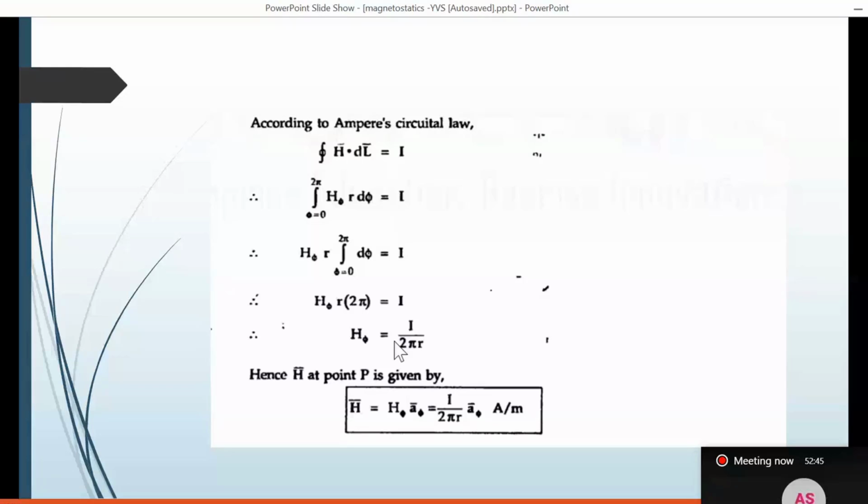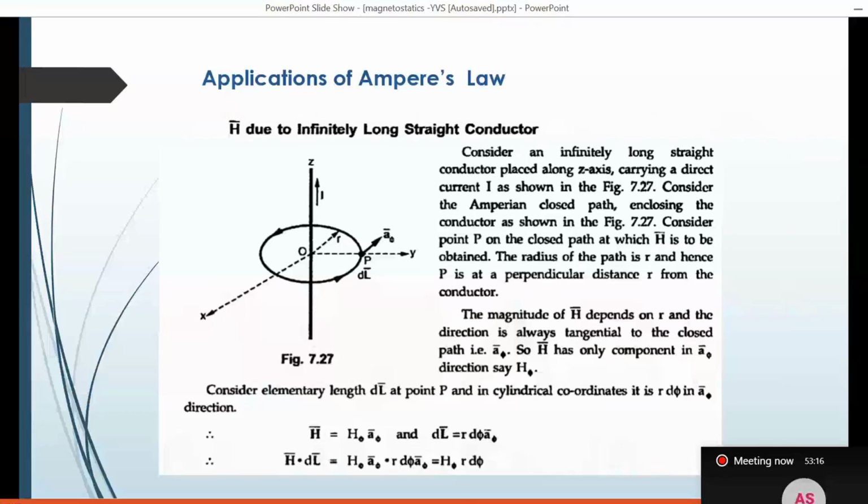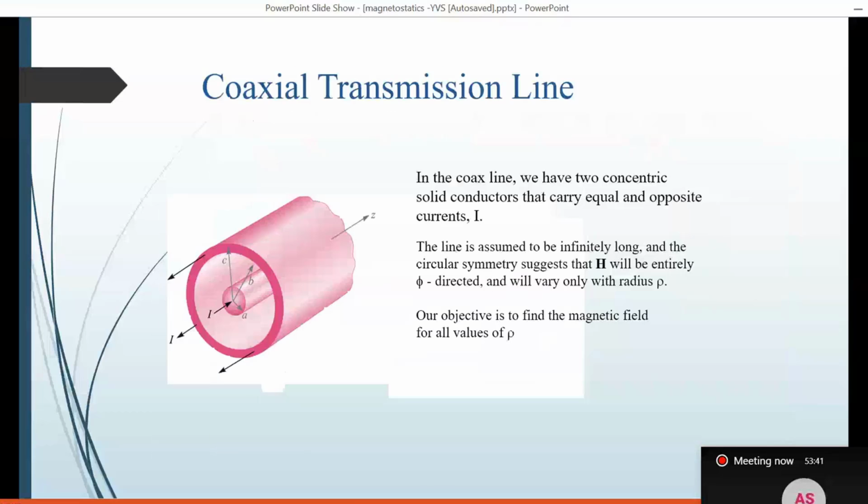This is H phi. If I want H, that is the vector H bar, then we write H phi into a phi cap. So I will multiply this parameter by a phi cap, and I get I upon 2 pi r into a phi cap. Now this equation is derived by application of Ampere's law. We know this equation already, but we have derived it using Ampere's law. So this is an application of Ampere's law to find the intensity at point P due to an infinite current carrying filament.